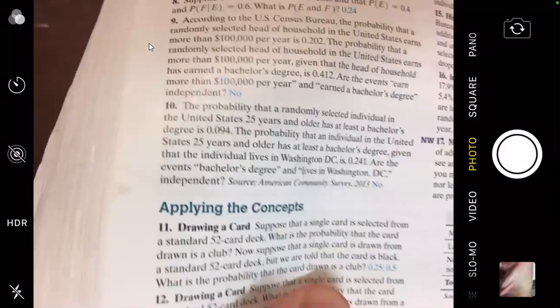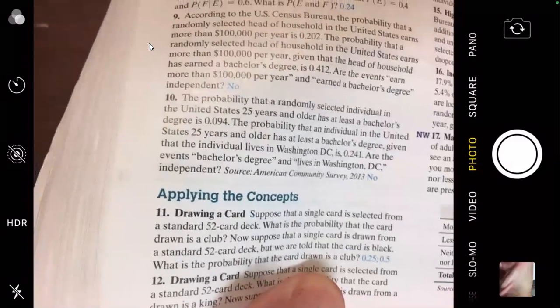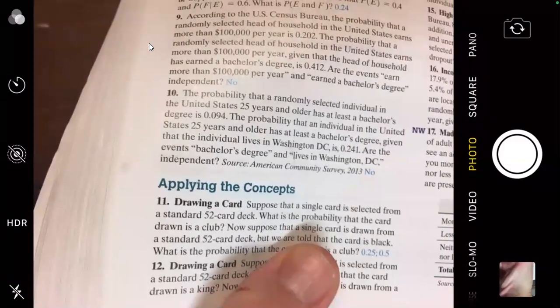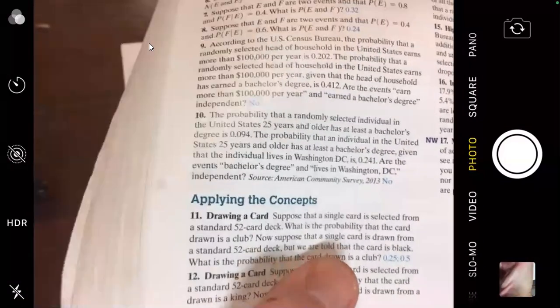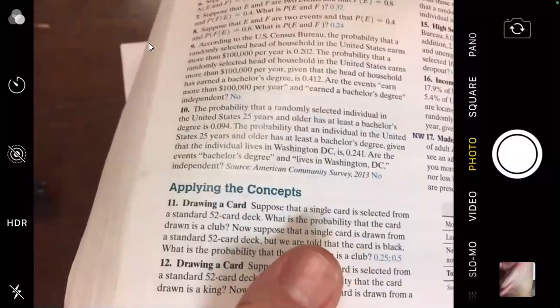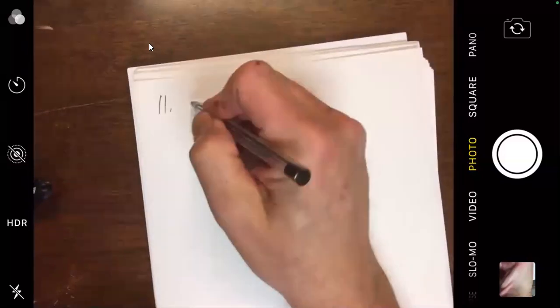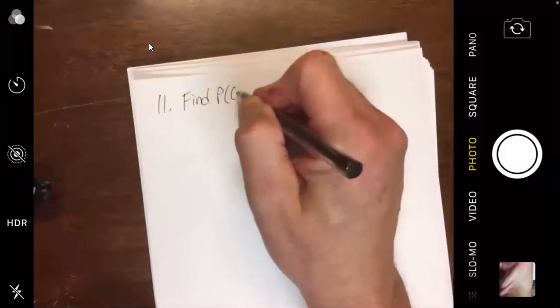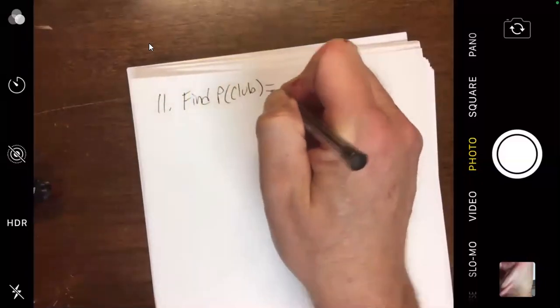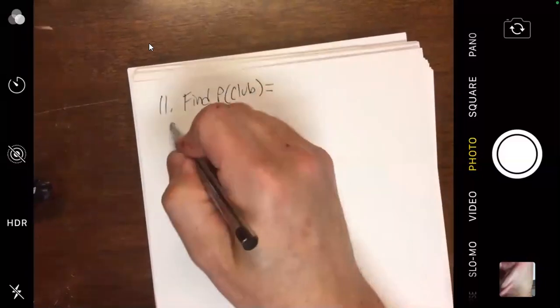Suppose we have a single card selected from a standard deck. All right, they give you a bunch of little sentences. I wish they'd spread this out in part A, part B, but they don't. They just give you little sentences. So what is the probability the card is a club? All right, let's just stop there. So 11, find probability of a club from a deck of cards.